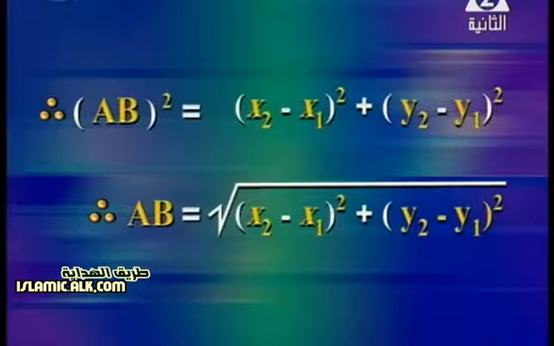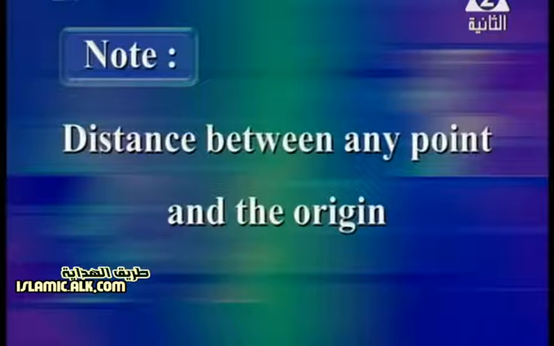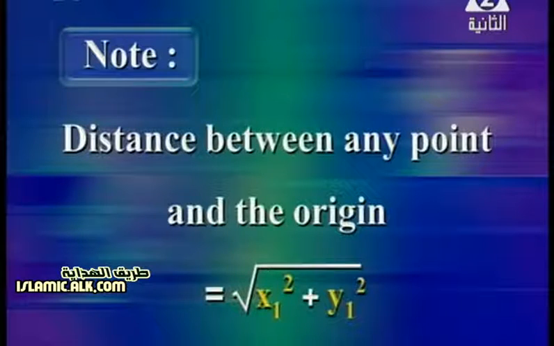And here you are going to notice the distance between any point and the origin. What about the origin? Its coordinates are (0, 0). So the distance between any point and the origin will be square root of x1 to the power of 2 plus y1 to the power of 2. Now let us have some examples.